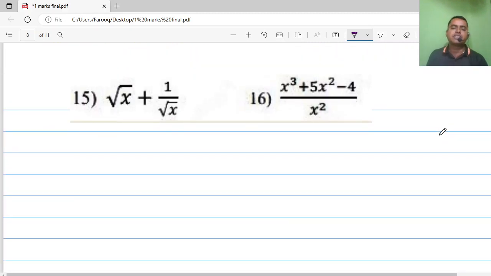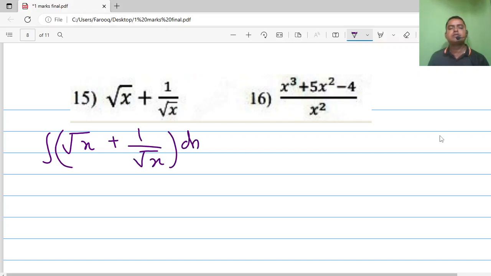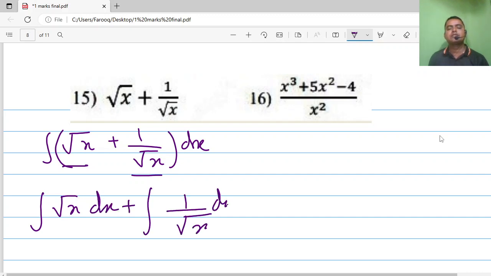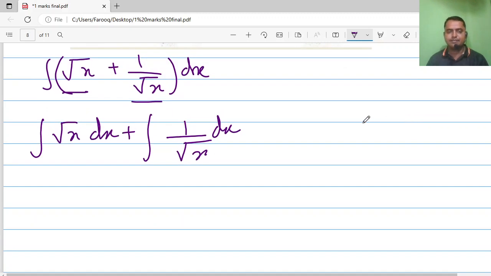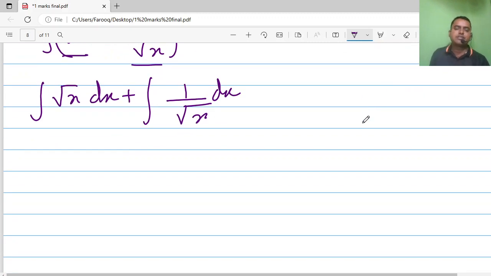Now come to the next, 15th problem. That is integration of root x plus 1 by root x dx. There are two terms here. Separate the two terms: root x dx plus 1 by root x dx. Root x means x raised to 1 by 2. Remember this one.